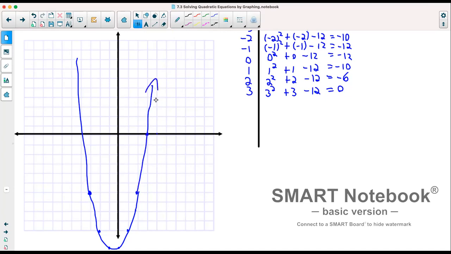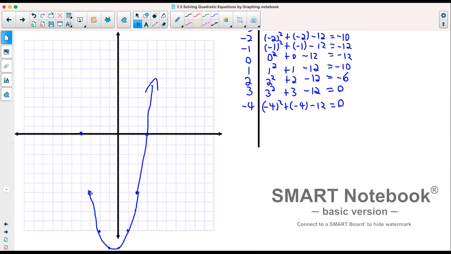We also don't know precisely where it crosses over here, so what we will do is do another point to see if it crosses here or over here. So we went to -3, so I might do -4. So I've got -4 squared plus -4 minus 12. So -4 squared is 16. Minus 4 is 12. Minus 12 is 0.